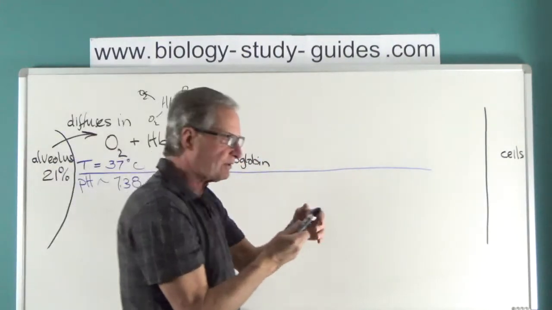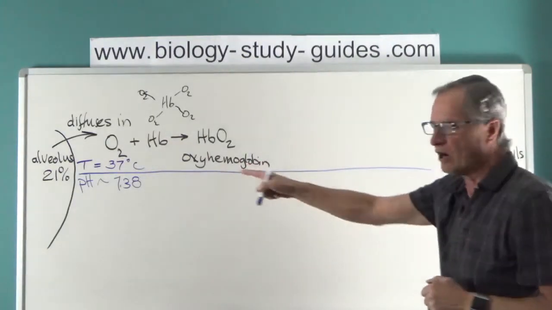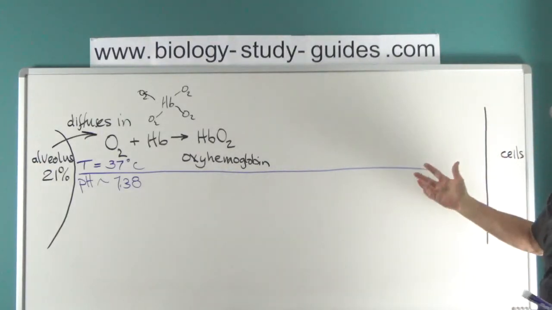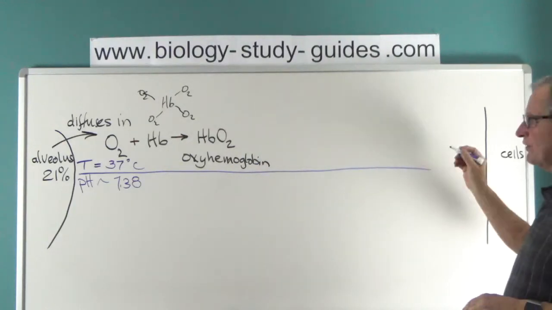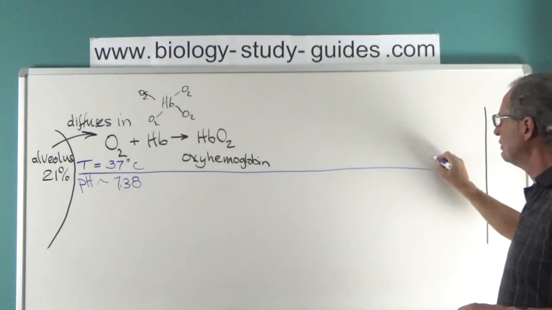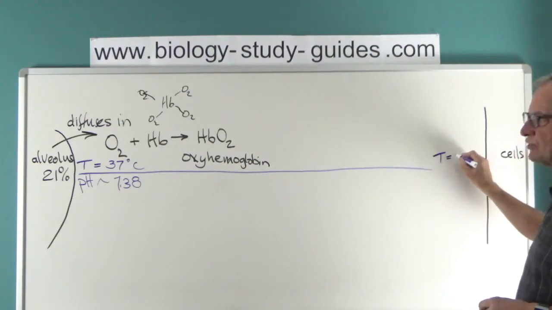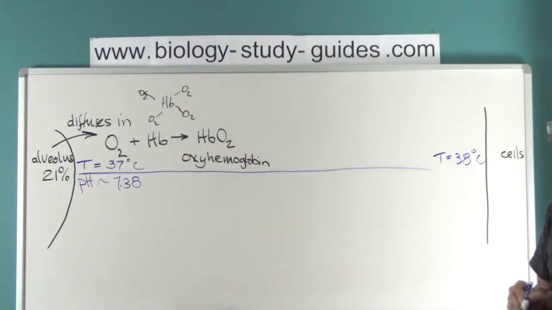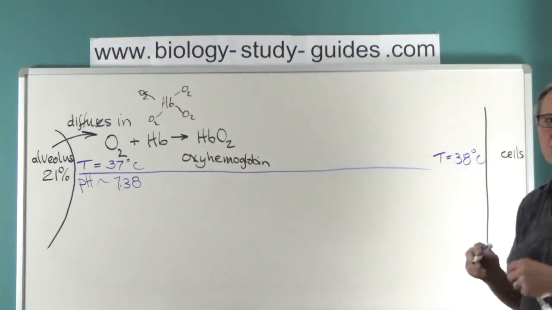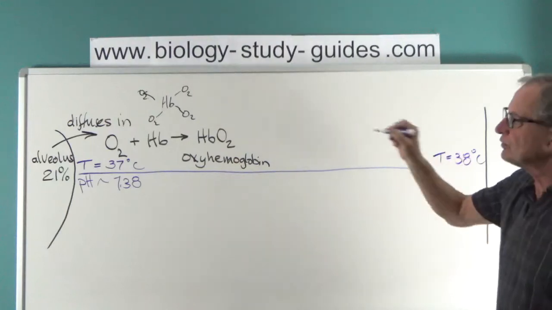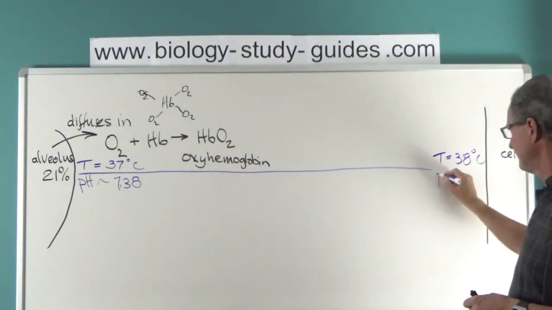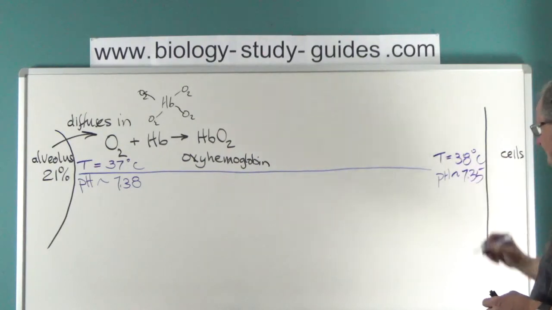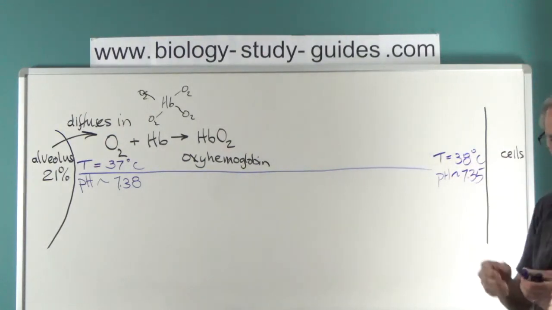When we get down to cells, those conditions aren't the same. The cells of our bodies, they're muscle cells or they're very active, and the activity alone causes the temperature to slightly elevate. So I'm going to suggest 38 degrees. And also the activity of the cells in generating metabolic acids lowers the pH a tiny little bit. So the pH might be 7.35. That's all fine and dandy.